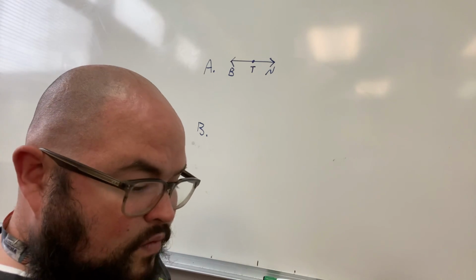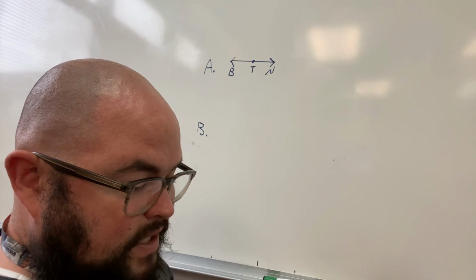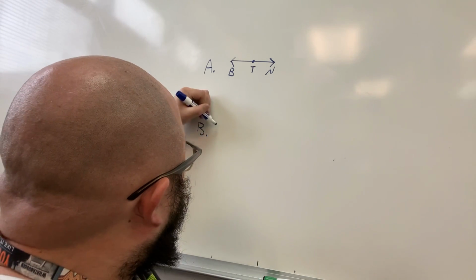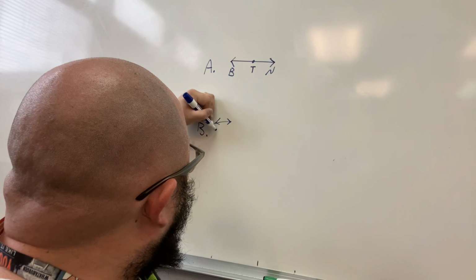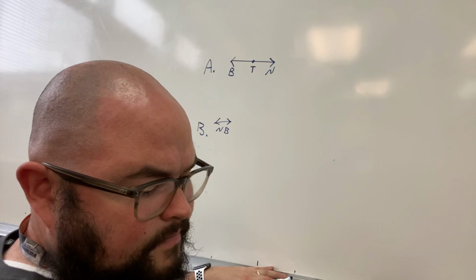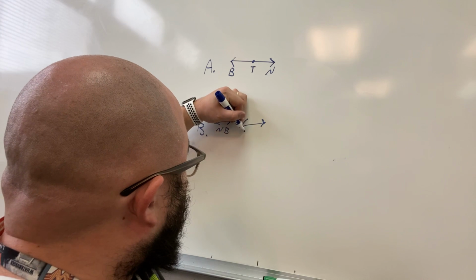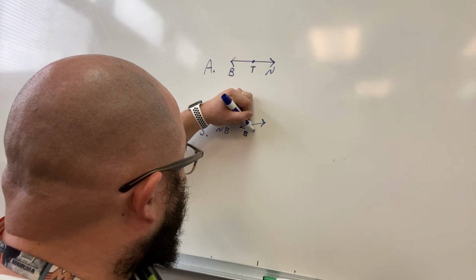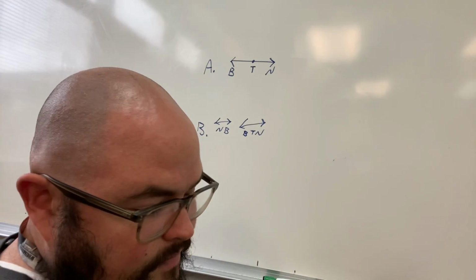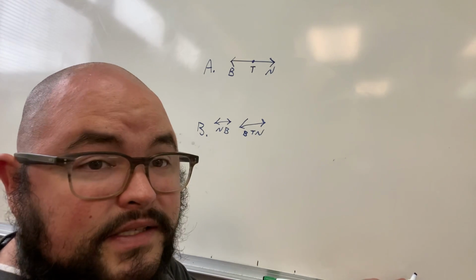Part B states, what are two other names for line BN? What can it be? Well, we know it can be line NB, right? What's another name? Could it be line BTN? Of course it can. There you go. There's number 2. Go ahead and get that copied down if you haven't already. I'm going to give you a couple seconds.